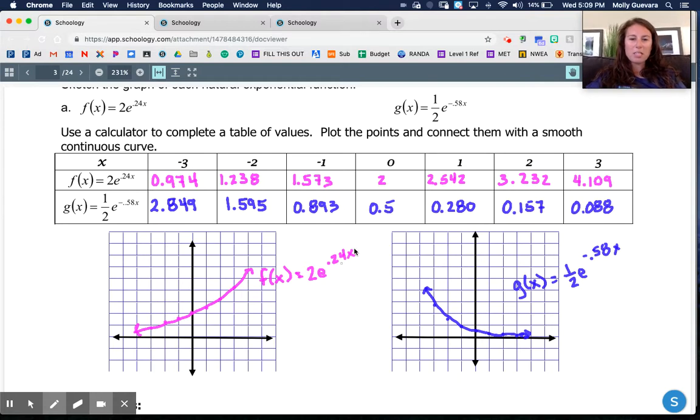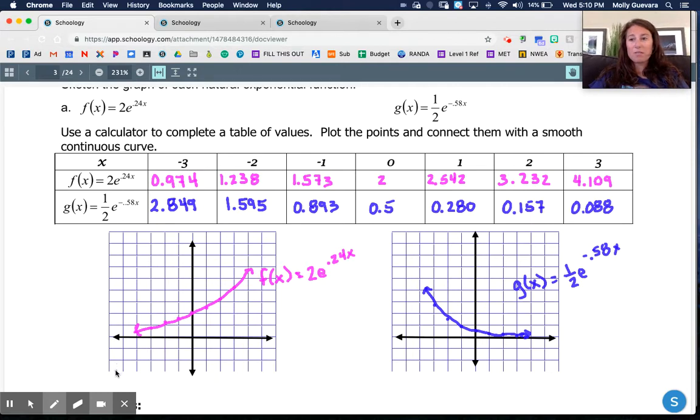So because this 0.24x is positive, the graph is increasing from left to right. And because this negative 0.58x is negative, the graph is decreasing from left to right. So that's kind of it on that.